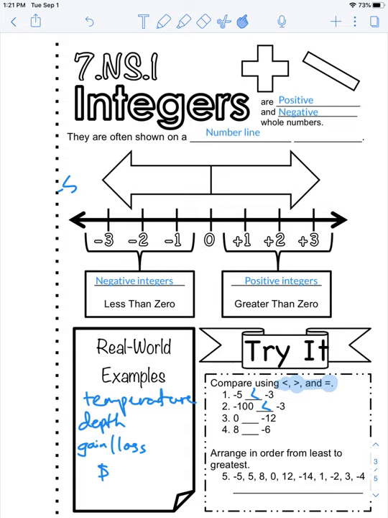All right, in the third problem, we have 0 and -12. Now, 0 is right here, where -12 is also going to be somewhere way over there. So -12 is less than 0. How we write this, the way they have it set up, is 0 is greater than -12. All right, last one, we have 8 and -6. +8 is greater than -6. All right, that second part says arrange in order from least to greatest. See if you can do that by yourself and check it with the number line.